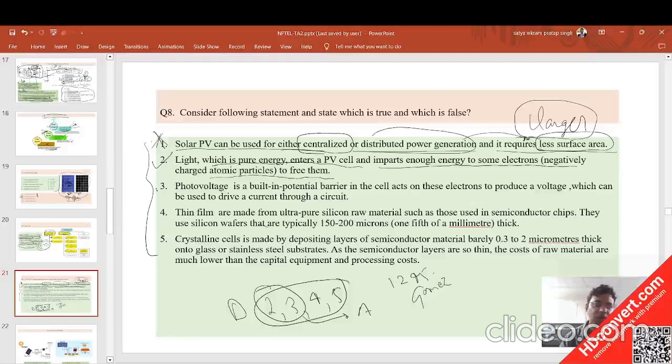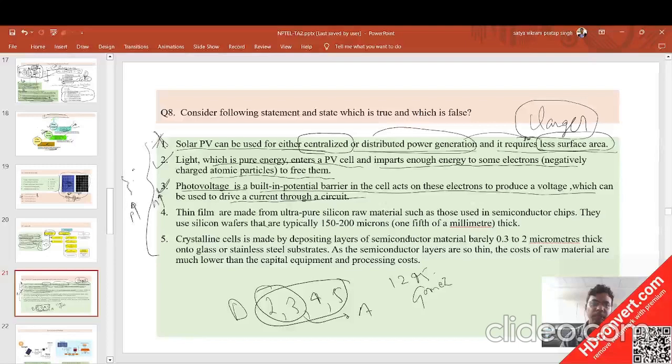Coming to the third part, that is the photovoltage. The built-in voltage barrier in the cells acts on this electron to produce a voltage which can be used to drive a current through a circuit. That is true. Why? Because P should increase and N should increase when the light falls, because it is a positive carrier, and this is more positive and more negative, so the voltage will be developed.